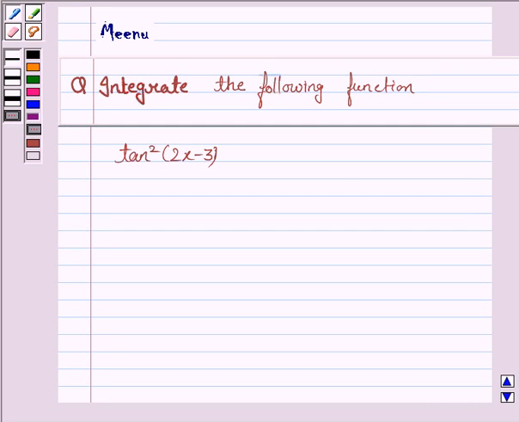Welcome to the session. Let us discuss the following question. It says integrate the following function. The given function is tan square 2x minus 3. To integrate this function, we need to know some formulae.